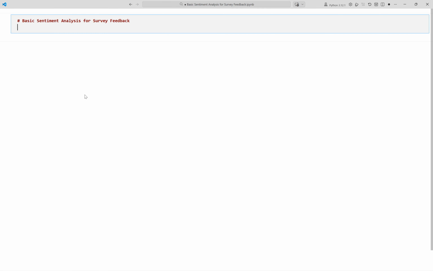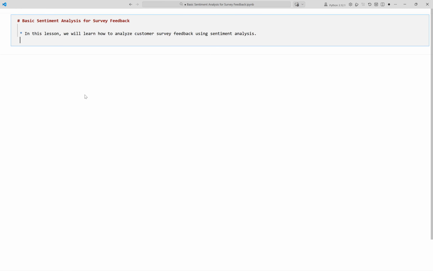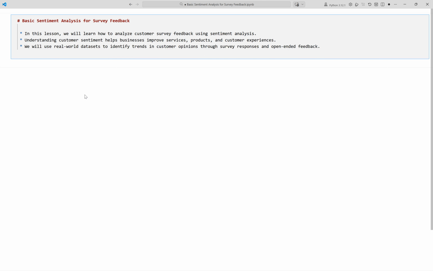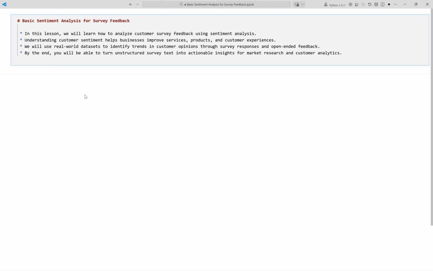Basic sentiment analysis for survey feedback. In this lesson, we will learn how to analyze customer survey feedback using sentiment analysis. Understanding customer sentiment helps businesses improve services, products, and customer experiences. We will use real-world datasets to identify trends in customer opinions through survey responses and open-ended feedback. By the end, you will be able to turn unstructured survey text into actionable insights for market research and customer analytics.